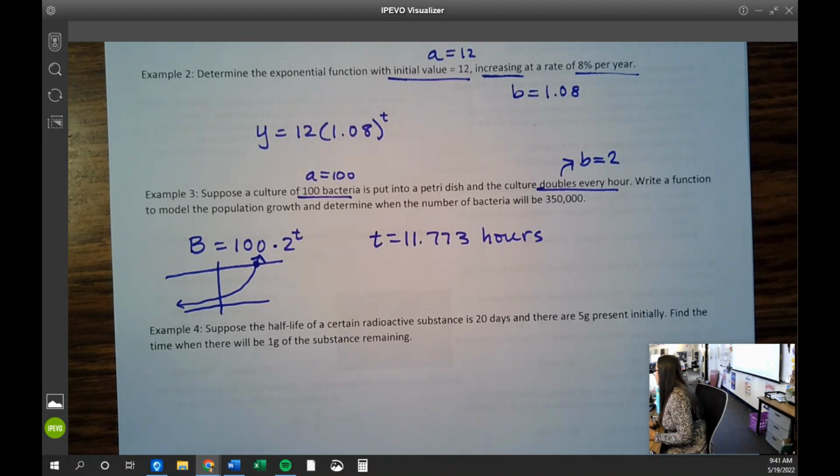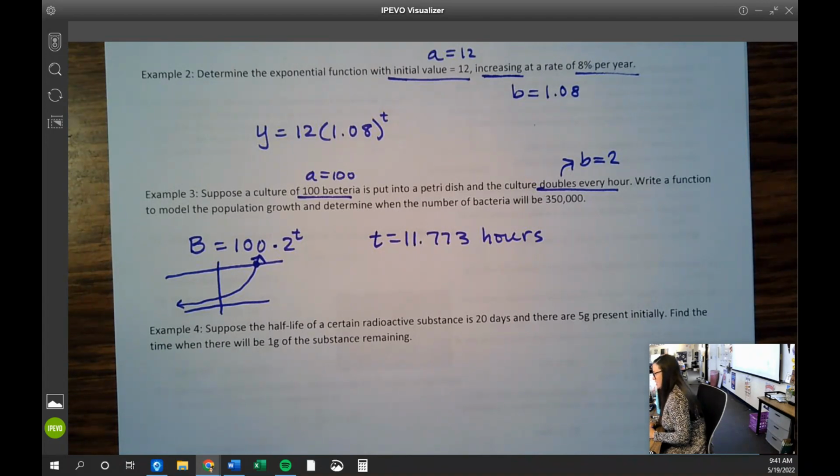Right? So there are certain substances or elements that are radioactive. They are not stable. And over time, they decay. And to measure the rate at which something decays, we use something called half-life.